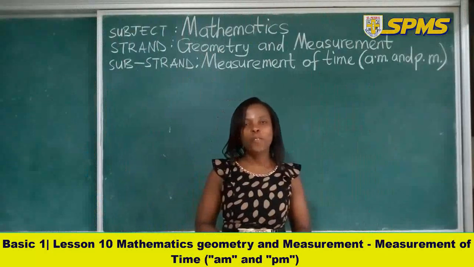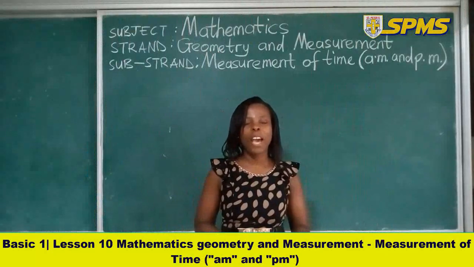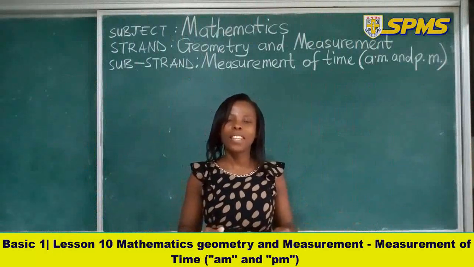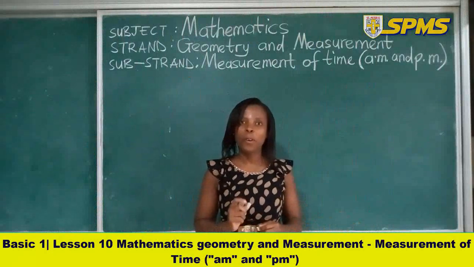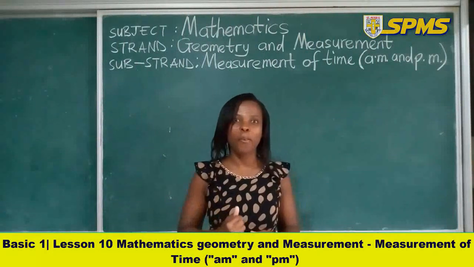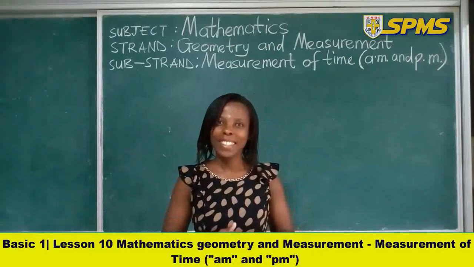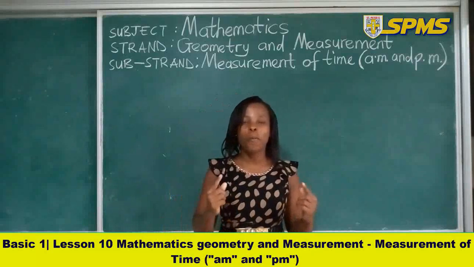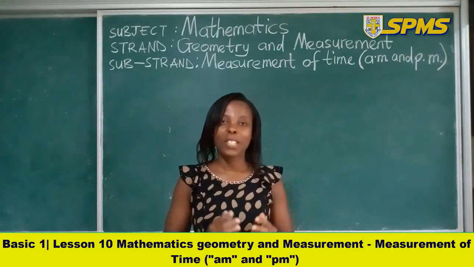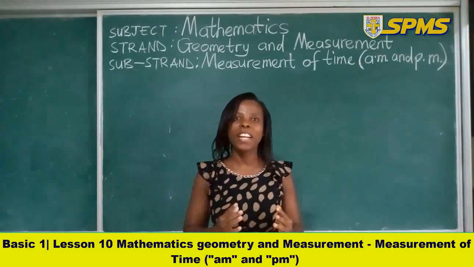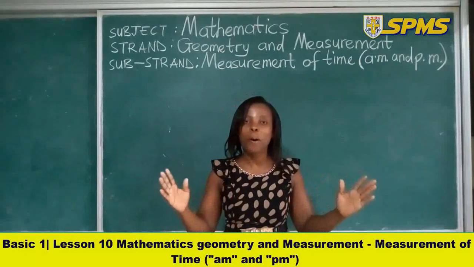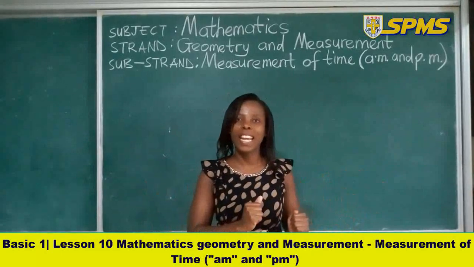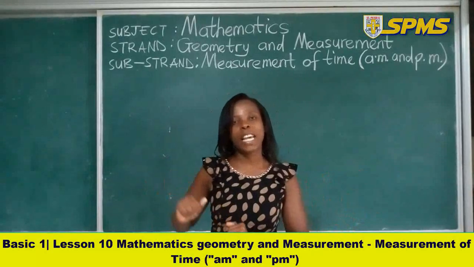Children, hope you've enjoyed the lesson. We have come to the end of telling the time in AM and PM. But before we go, let's do a quick recap on what we've learned today. We said 24 hours make one day. And the 24 hours is divided into 2 equal parts: 12 hours for the first part of the day, and the other 12 for the second part of the day.